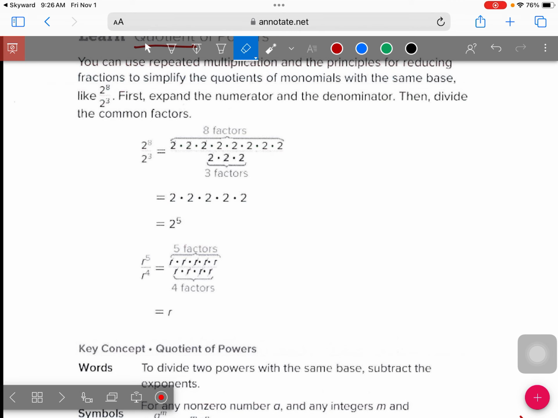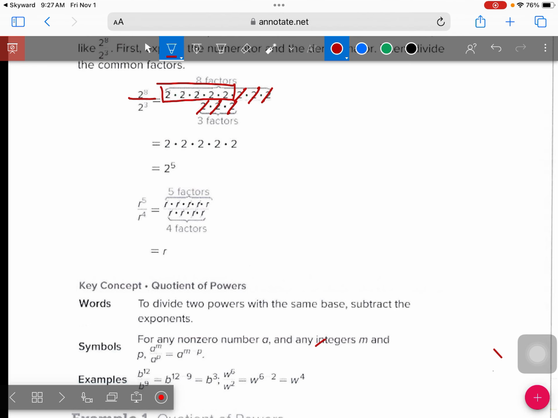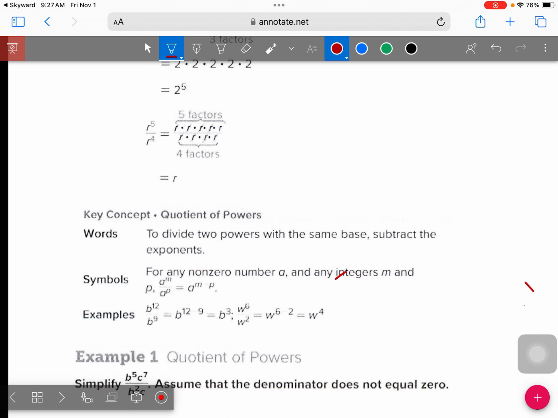writing these all out. So 2 to the 8th down here in the middle divided by 2 to the 3rd. If we write it all out, that is 8 2's multiplied together divided by 3 2's that are multiplied together. And you know that these are all going to simplify out. So what we are left with is 5 2's, which is 2 to the 5th power. That's what it means. R to the 5th is 5 r's multiplied together divided by r to the 4th, 4 r's. All of these would simplify out, and you're left with just 1 r.